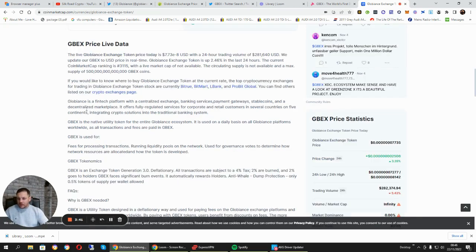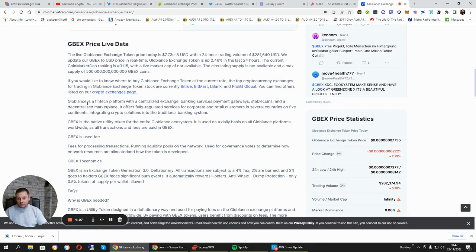What really caught my eye with this is it says Globiance is a fintech platform with a centralized exchange. So you've heard me talk about LCX in the past as well. Centralized, regulated. This is for banking services, payment gateways, stable coins, and it also has a decentralized marketplace, which we'll have a look at in a minute. So it benefits both centralized banking exchanges and has a decentralized marketplace. It offers fully regulated services for corporate and retail customers in several countries on five continents, integrating crypto solutions into the traditional banking system.